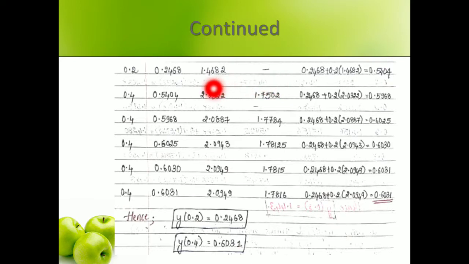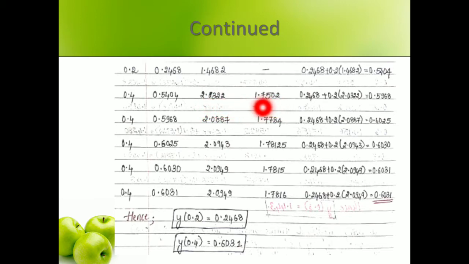Y dash will be 1.4682. There will be no mean slope because you are going to change the iteration here. New y value will be 0.5404. Then continue with 0.4 for the iteration. So y value will be 0.5404. Y dash will be 2.8322.